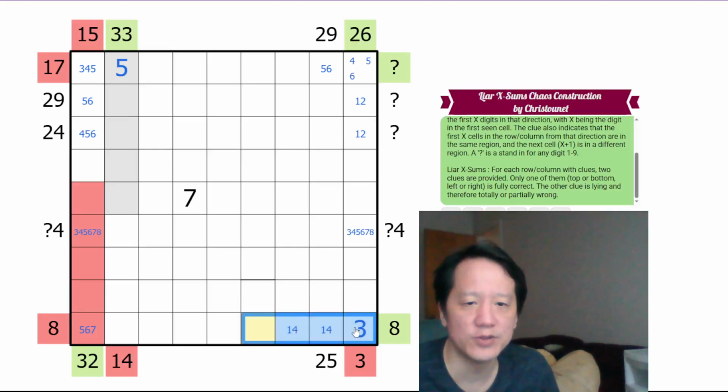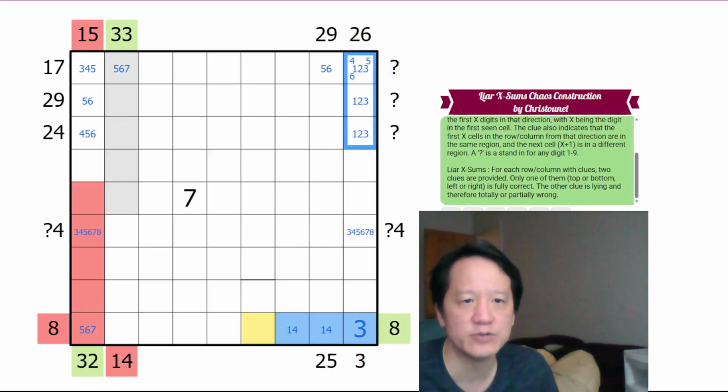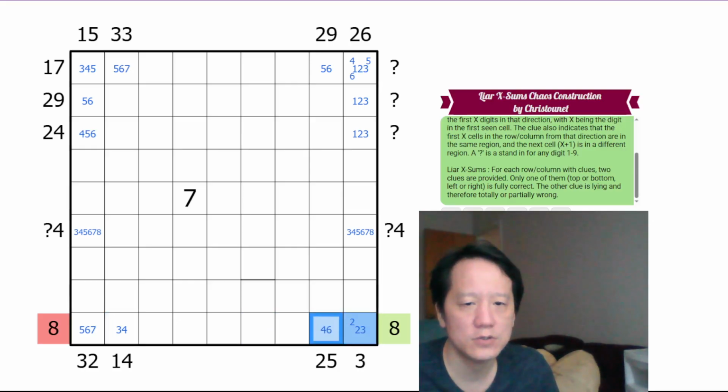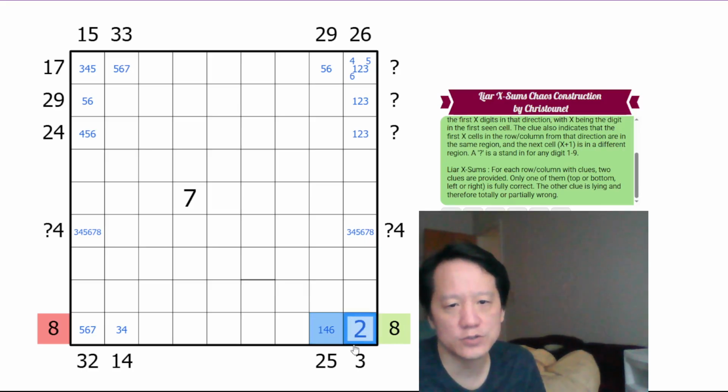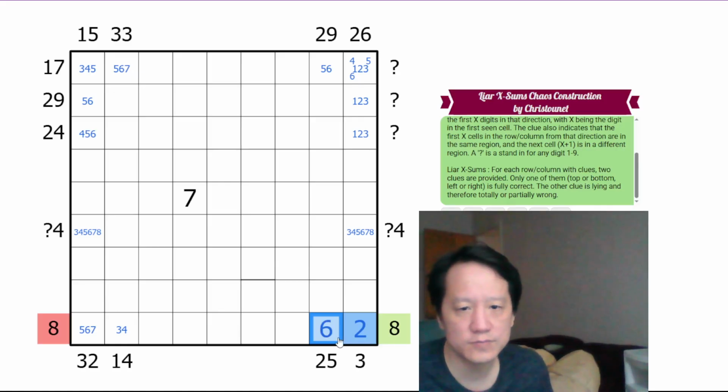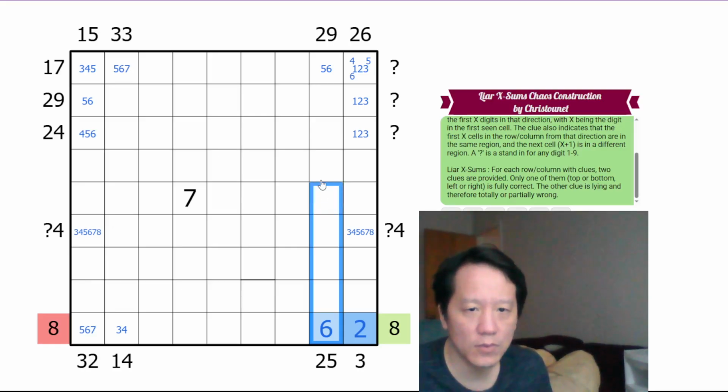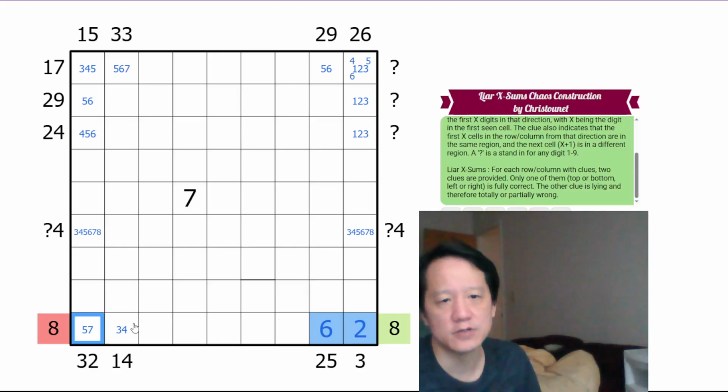So this cannot be 3, 1, 4 here. This has to be 2. So we know that for certain. So this has to be 2. So this is 2 and 6. That means this can't be 6 here.